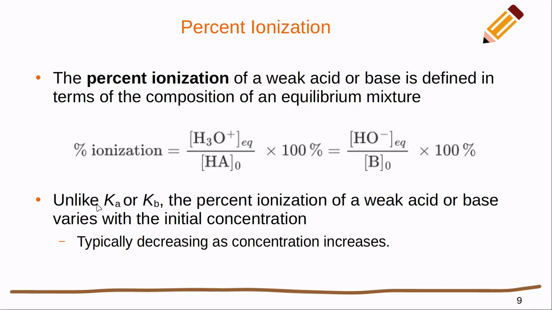But it is a little bit less useful than Ka and Kb because the percent ionization of a weak acid or base varies with the initial concentration. All right, it's typically going to decrease as the concentration increases. This is a result of Le Chatelier's principle and the fact that we're dividing by the initial concentration and not the equilibrium concentration.